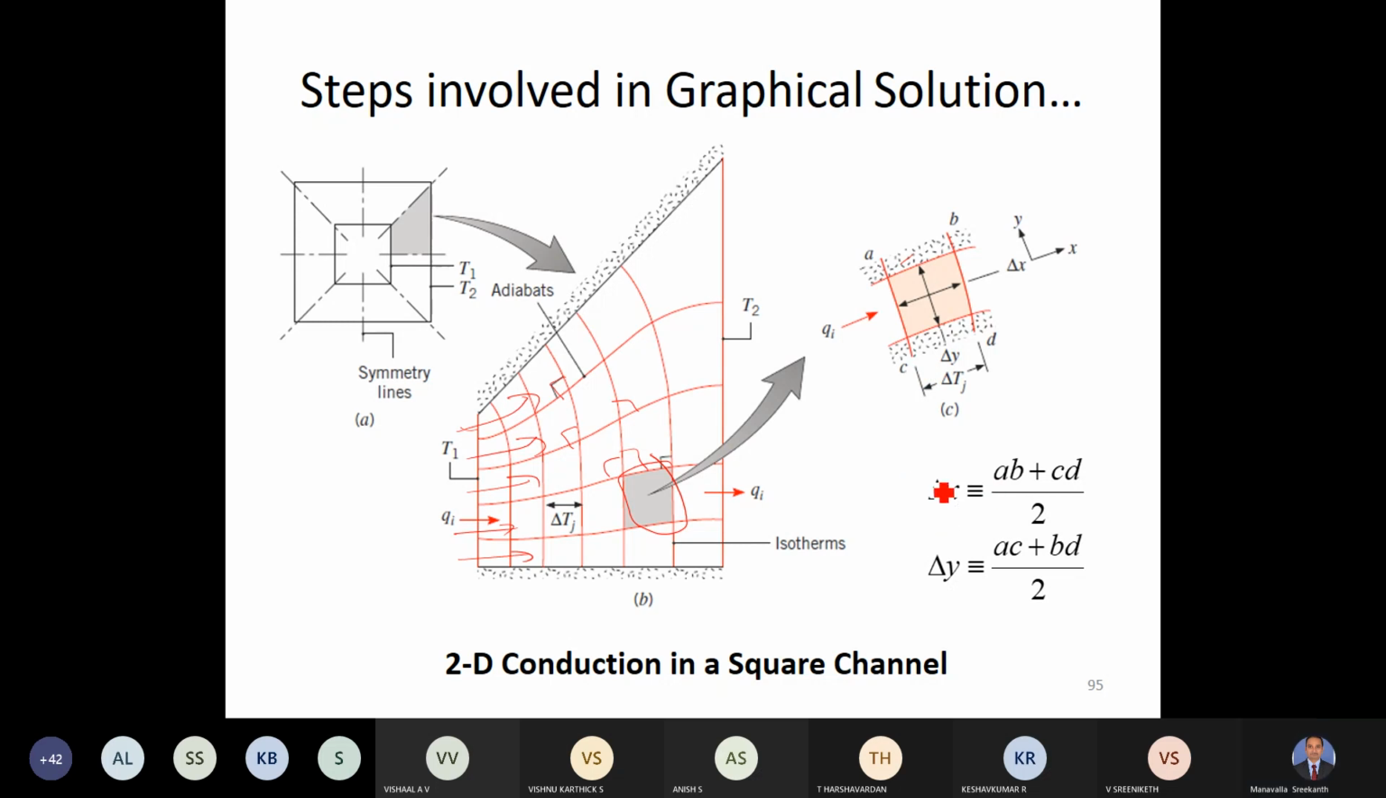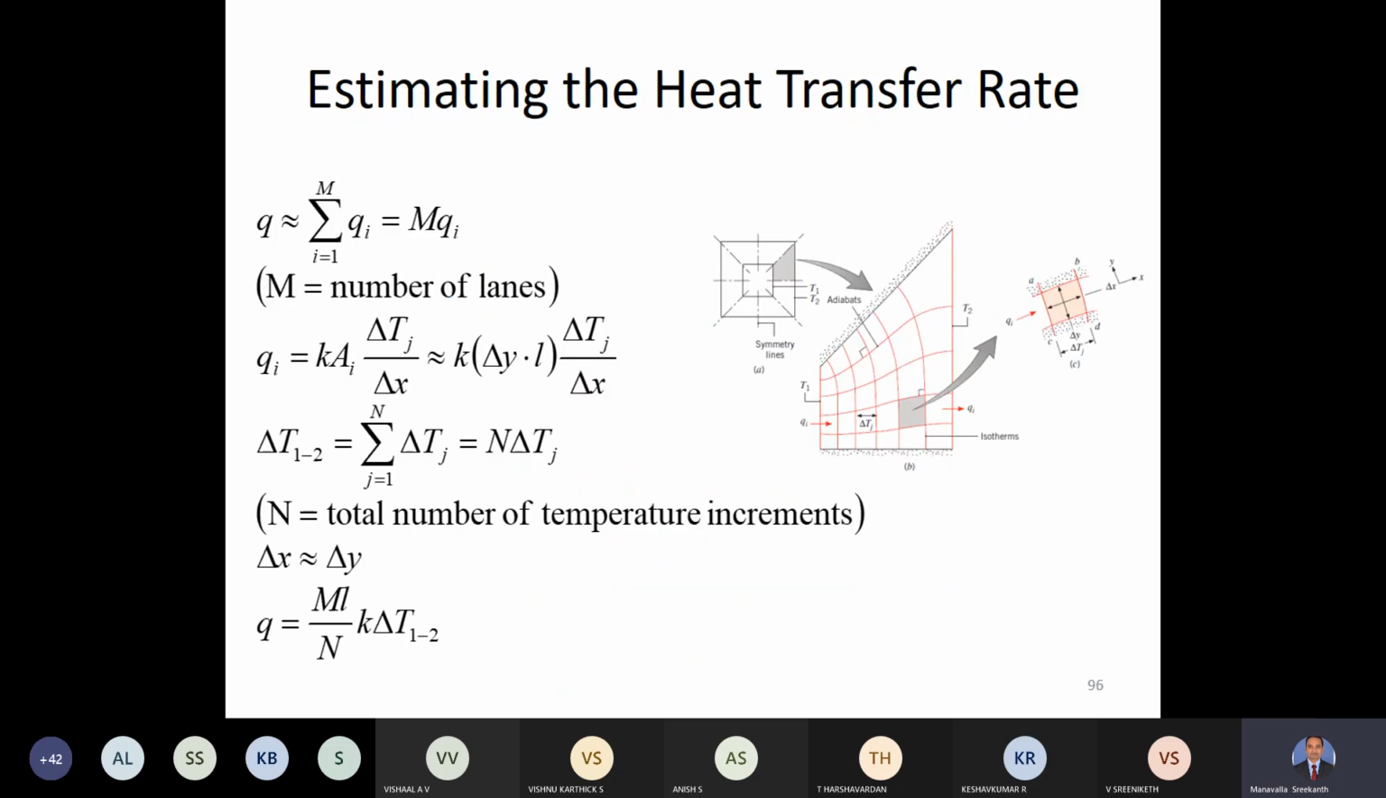That will be the dimension of the side in the x direction. Similarly, in the y direction, (AC plus BD) divided by 2. This will be the average dimension of this particular square in the y direction. We need this because later we have to calculate the thermal gradients and also the areas.